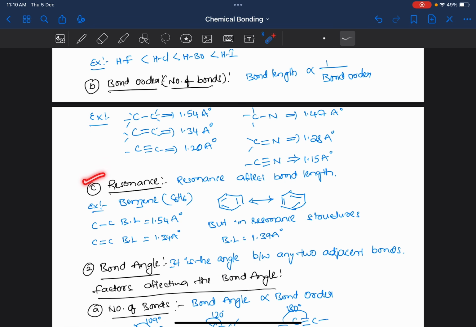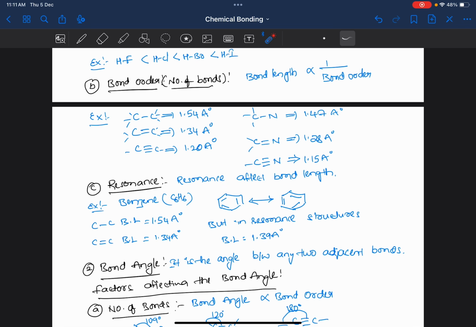Now, the next factor is resonance. Resonance also affects the bond length. I will explain with an example: benzene. Benzene has two resonance structures. In these resonance structures, observe that between carbon atoms, single bonds and double bonds alternate. Between two carbons there is a single bond, next a double bond, and next a single bond again. So in the resonance structures of benzene, both single and double bonds are present.